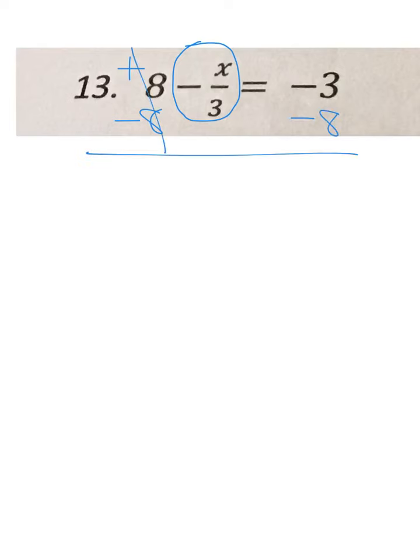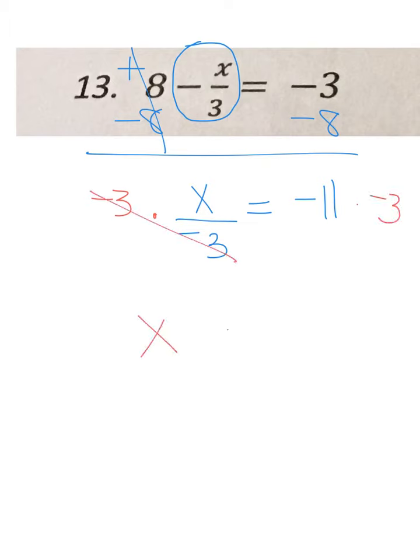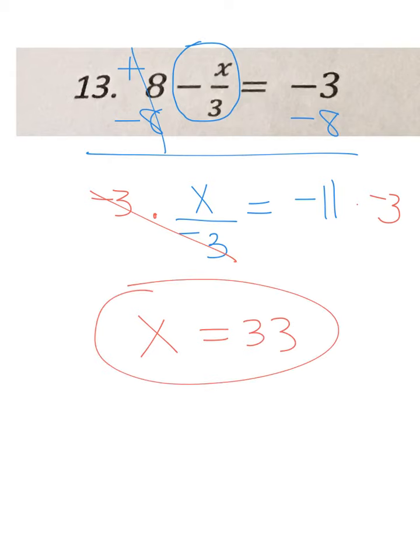Now, this negative, I'm going to put it on the 3. I've talked about that. I like to put the negative on the 3, not on the x. Negative 3 minus 8 is negative 11. So now it says x divided by negative 3. How do I get rid of divide? I multiply by the same thing, negative 3. And I get x equals negative 11 times negative 3, which is 33.